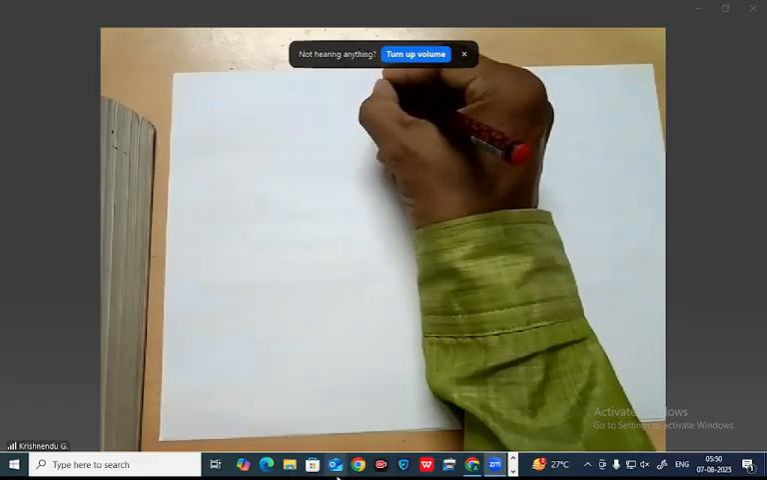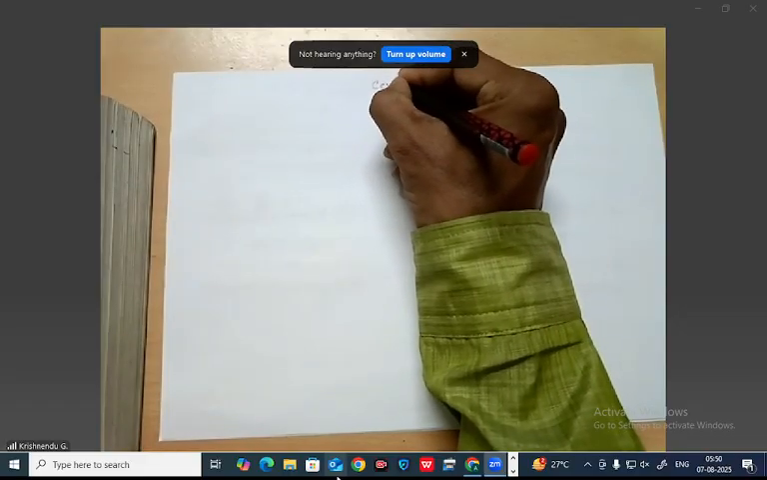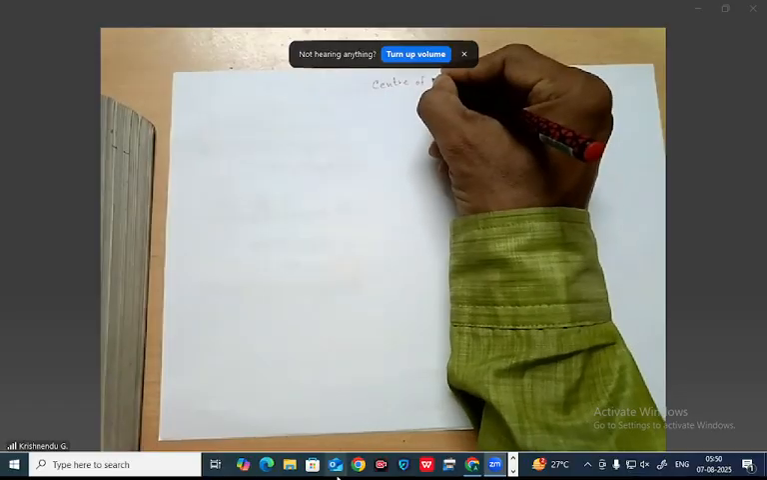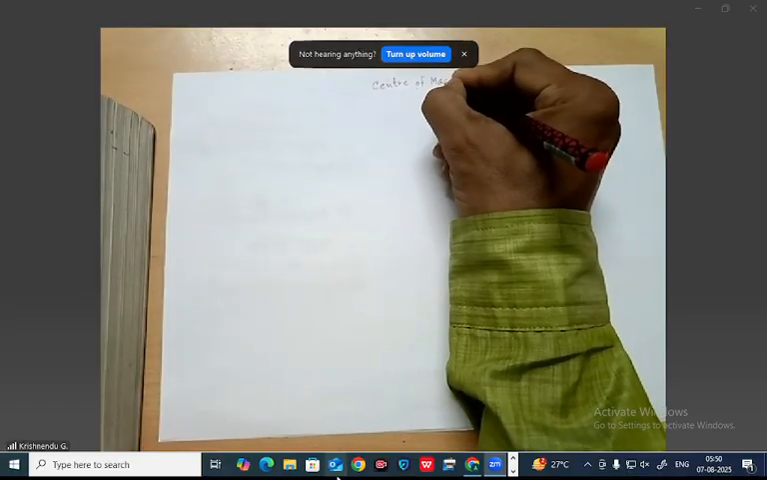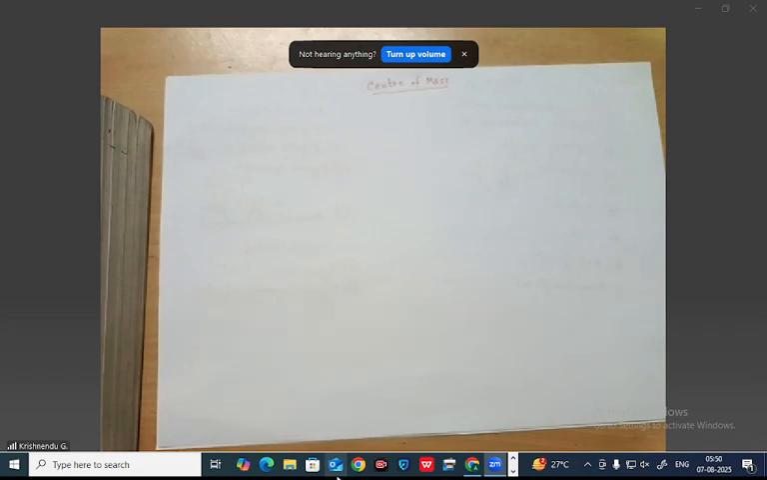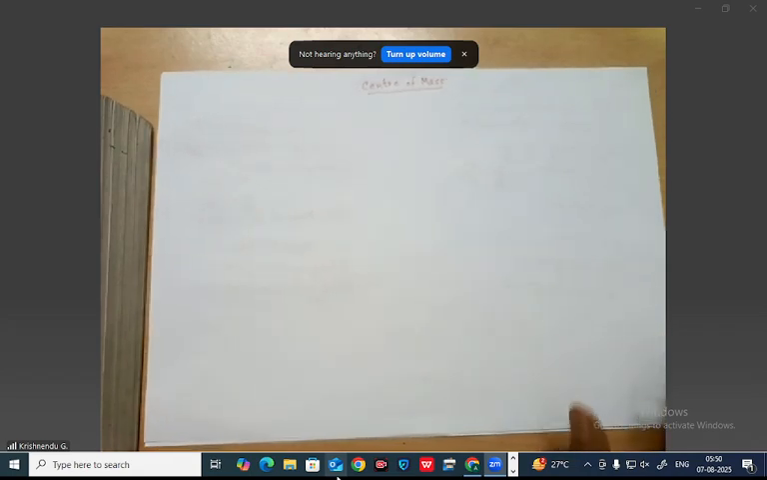Center of mass. Define this center of mass. Now, how to define the center of mass is very important for us, right? That is center of mass.